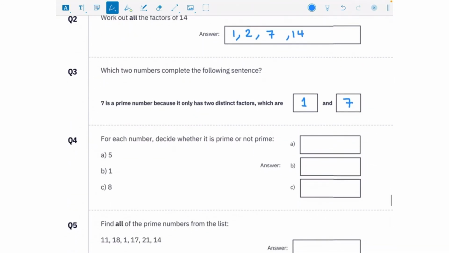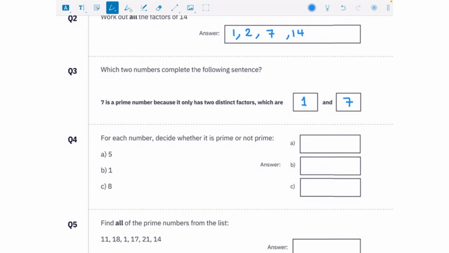For each number, decide whether it's prime or not. So 5 is a prime number because the only 2 factors of 5 are 1 and 5. So that's prime. 1 is not a prime number because its only factor is 1. And to be prime, it has to have 2 different factors. 8 is not a prime number because it has factors of 1, 2, 4 and 8. So not prime, and not prime.